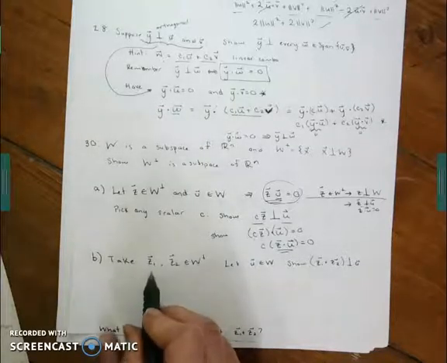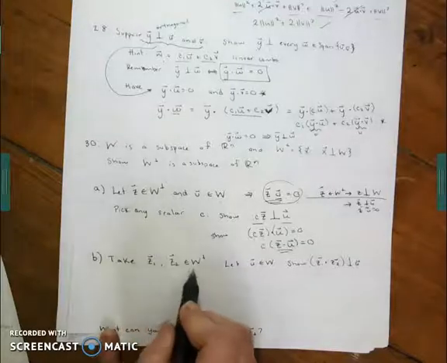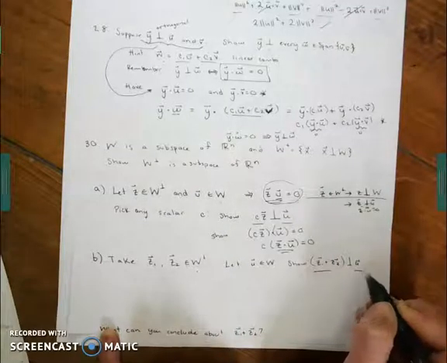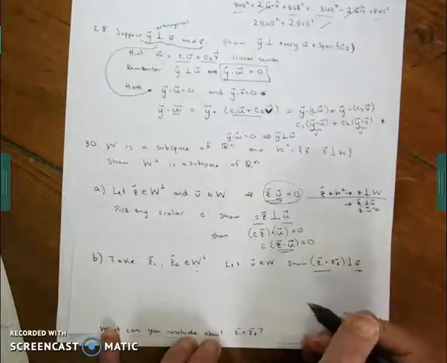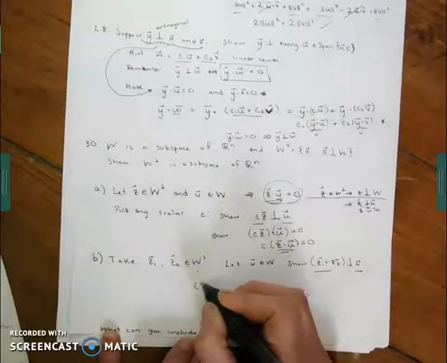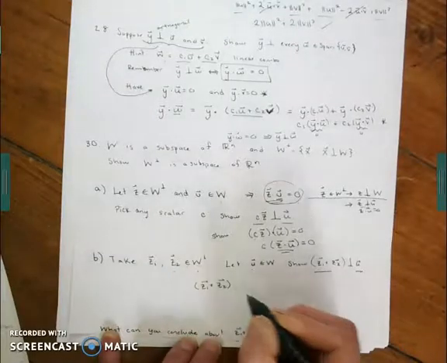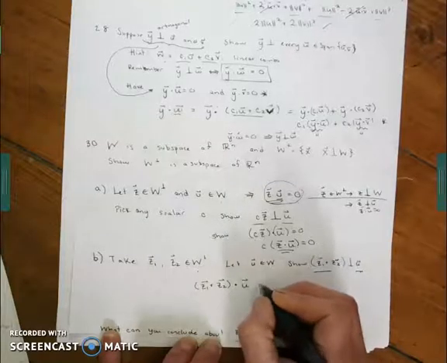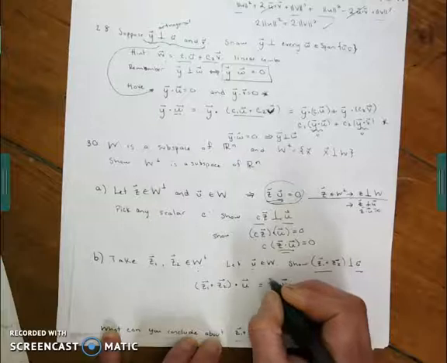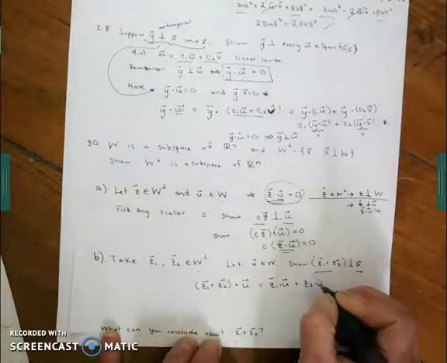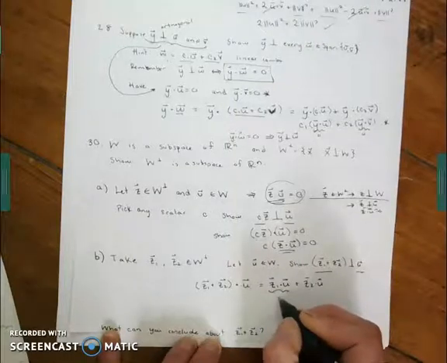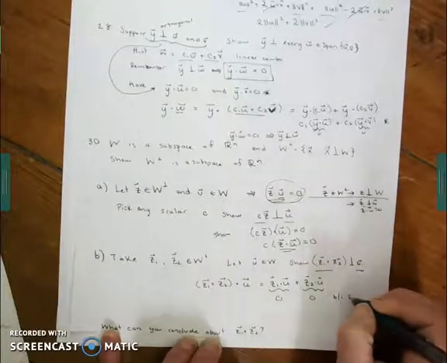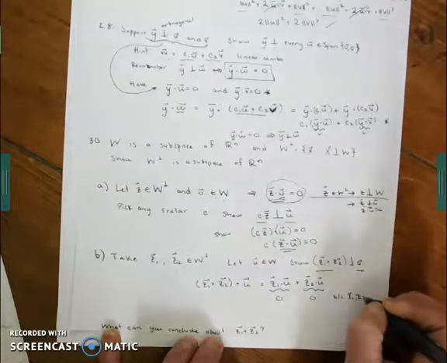Now the next step tells us to take z1 and z2 in w perp and pick a u that's in w and show that z1 plus z2 is perpendicular to u. So how do we show two things are perpendicular? We take their dot product. So we take z1 plus z2 dotted with u. This is going to equal z1 dot u plus z2 dot u. And this equals 0 and this equals 0 by the same fact, because z1 and z2 are both in w perp.